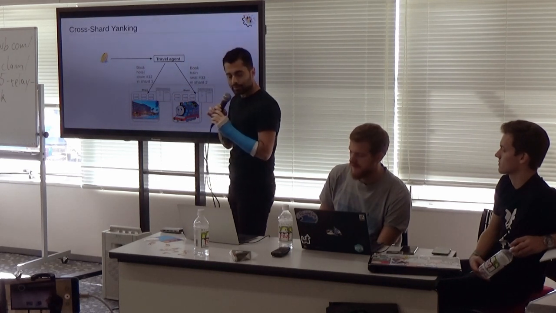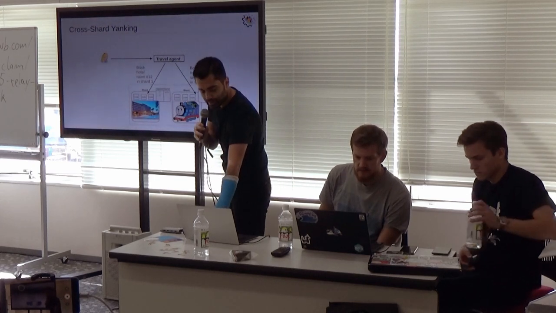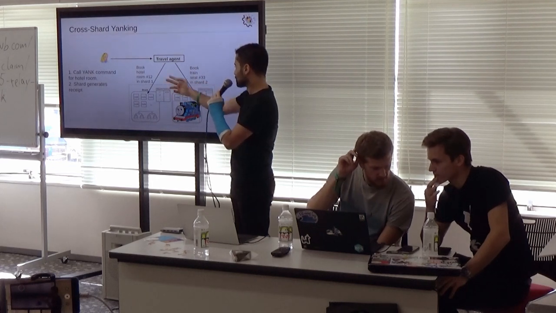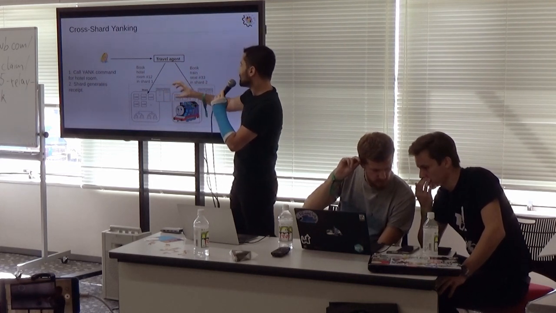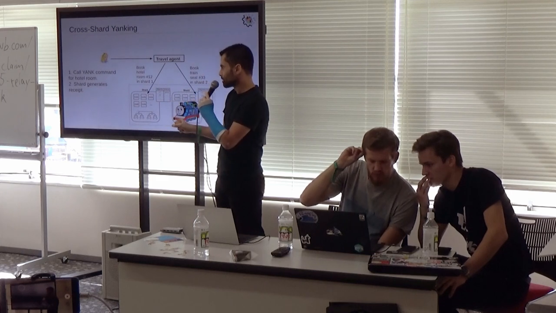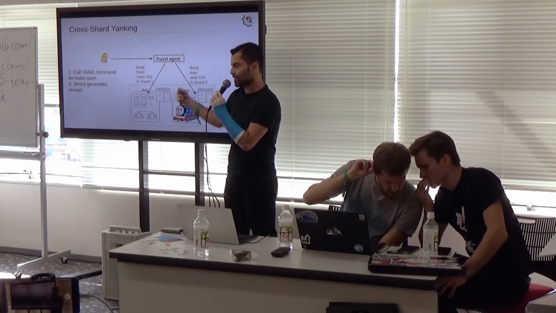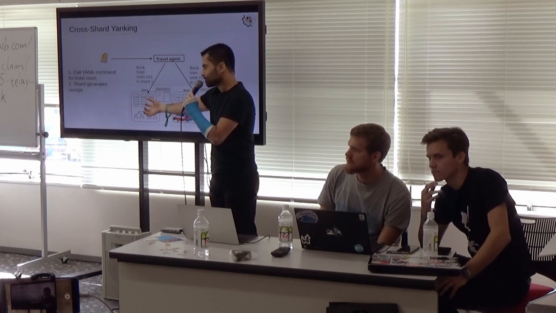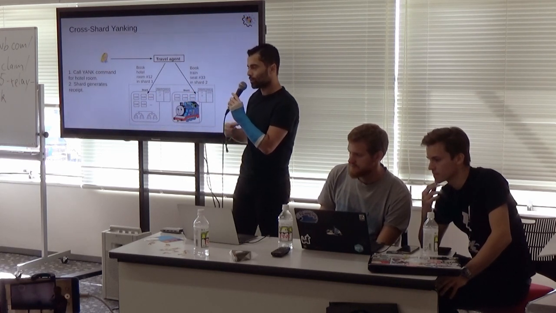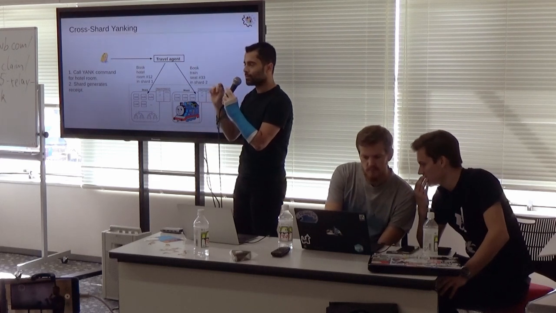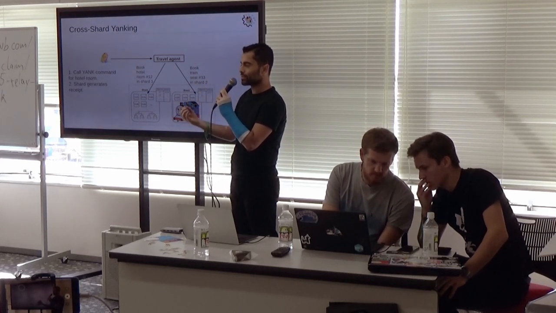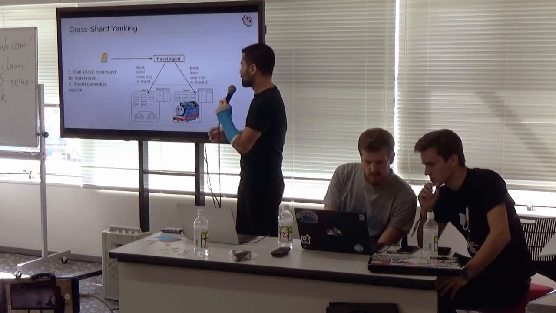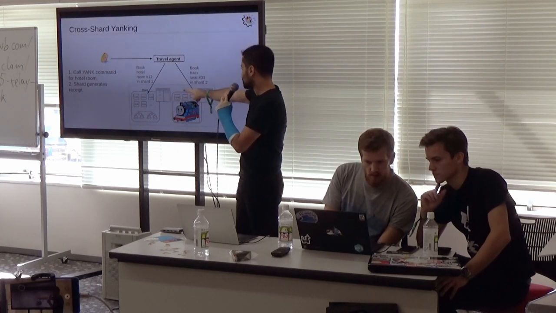So basically what you do is you issue a yank command for the hotel room. What that does is it removes that hotel room from that shard, and that shard generates a receipt that this has happened, that the hotel room has been removed from the shard. That receipt is simply a message in the block, and the receipt itself can be proven using a Merkle proof. And then Alice sends that receipt to shard 2.